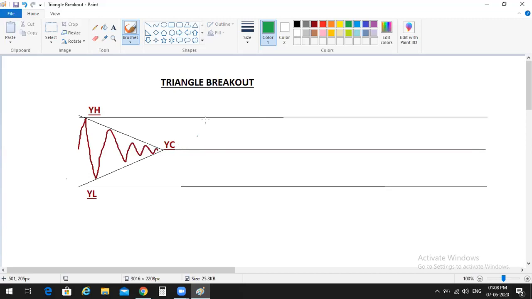The first scenario: let's say the price opens at or around yesterday's high zone. Then it comes back down all the way towards yesterday's close zone, and then it takes a U-turn and starts zooming higher. So this is the first scenario where the price emerges almost around yesterday's high, comes back, and then starts going up.